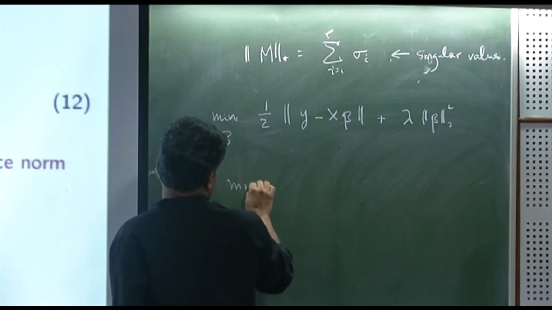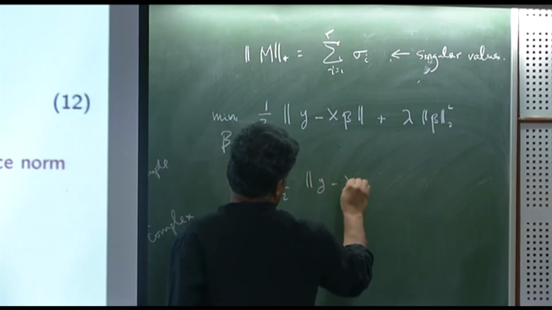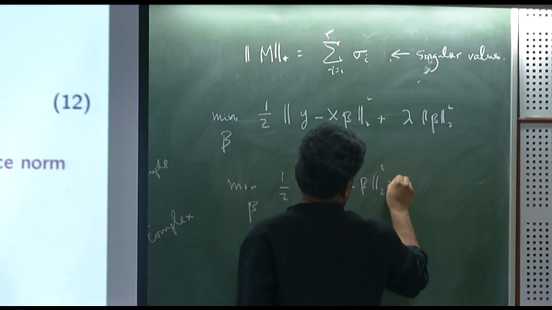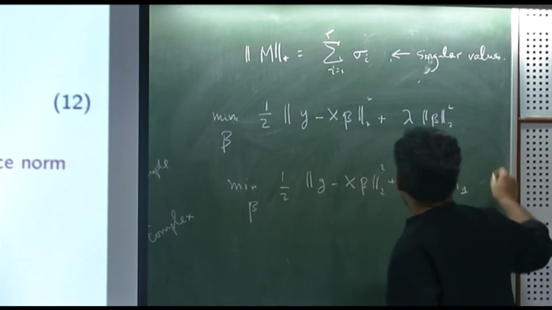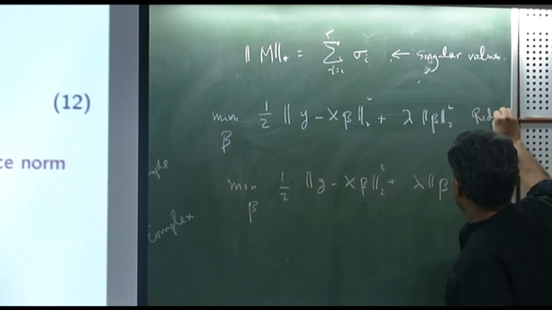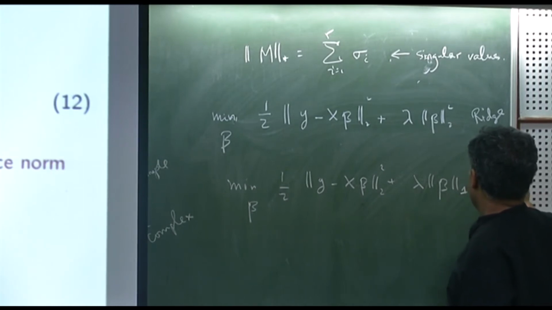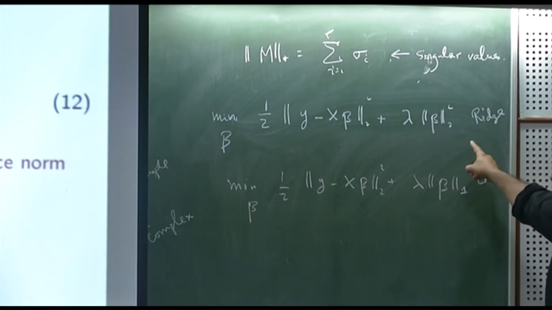Or another problem: minimize over beta, 1/2 of the norm of y minus x beta, 2-norm squared, plus lambda times the L1 norm of beta. So this one is called ridge regression, and this one is called lasso. If you look at the difference between these two regressions, both of them are regularization type of methods.